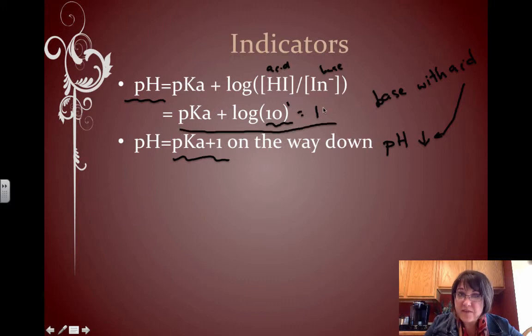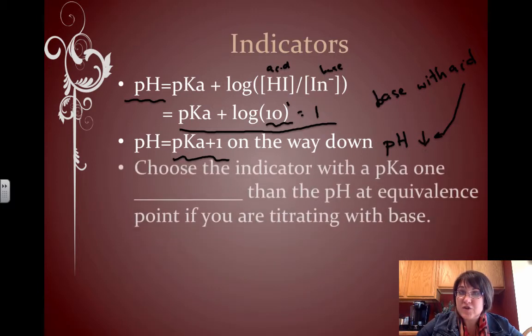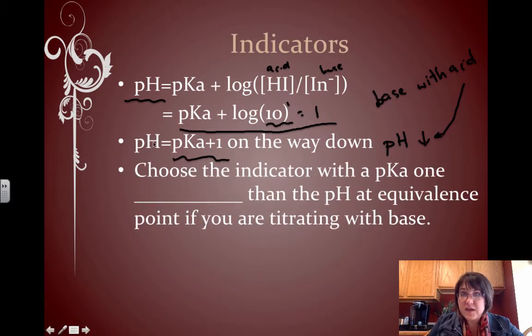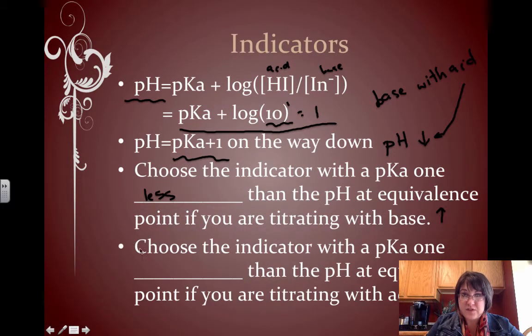So you have to do some math ahead of time and figure out where the pH shift should occur. We choose the indicator with a pKa that is 1 less than the equivalence point if you're titrating a base, because then your pH goes up. We choose an indicator with a pKa that is 1 more than the pH at the equivalence point if you're titrating with an acid, because that's where your pH is going down.